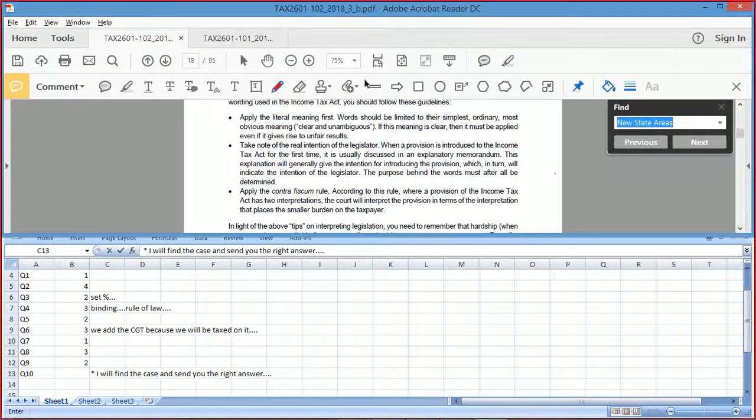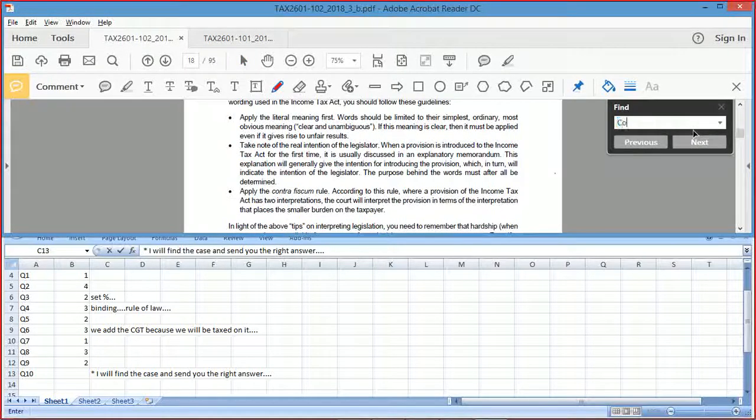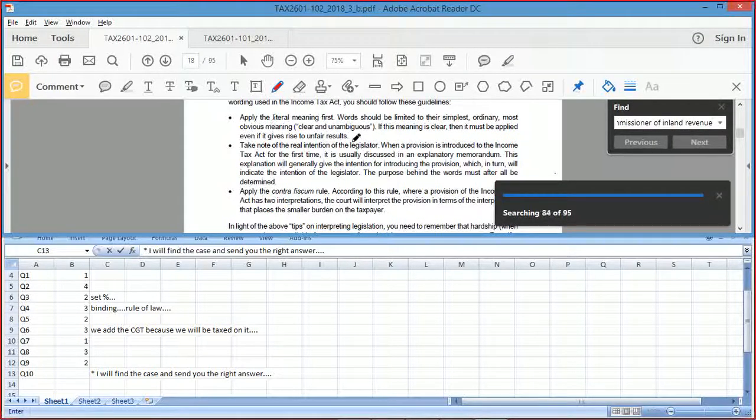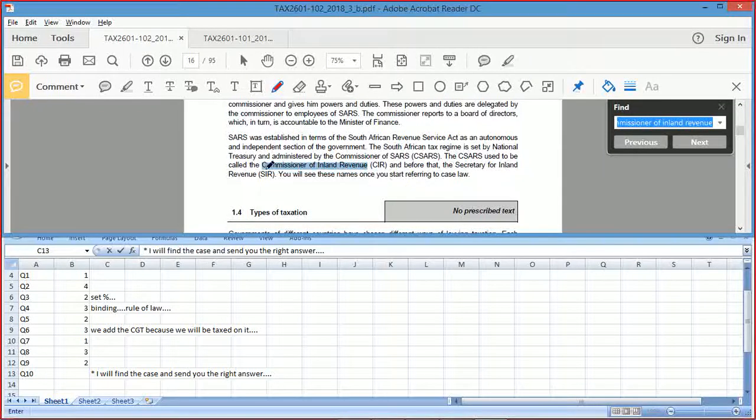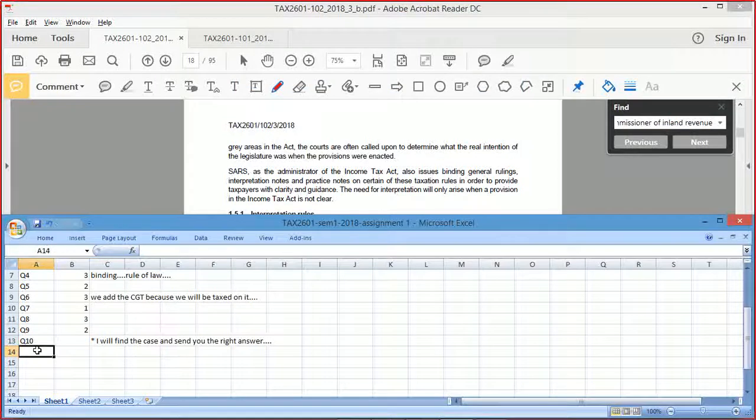I tried to find it now by searching in the study guide. When I typed new state areas, nothing came up. Let me try one more time. Let me type in Commissioner for Inland Revenue. Okay, let's see if it comes up. I did briefly scan through the first 3 chapters just to see if there was anything. I didn't find it either. That's why I was asking if you found anything. So yeah, here's just the Commissioner for Inland Revenue. They're just describing what they do, and that's it. Nothing more. Okay, so I'm going to have to find that one. I'll send you the final version of the answers once I've confirmed it, and then you can submit that before next week.